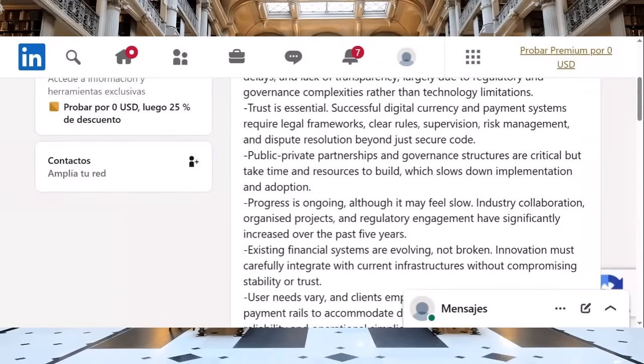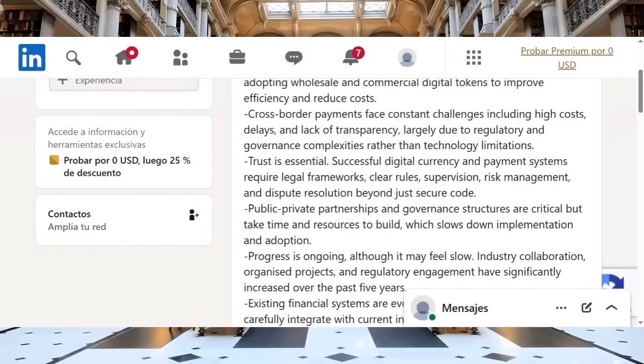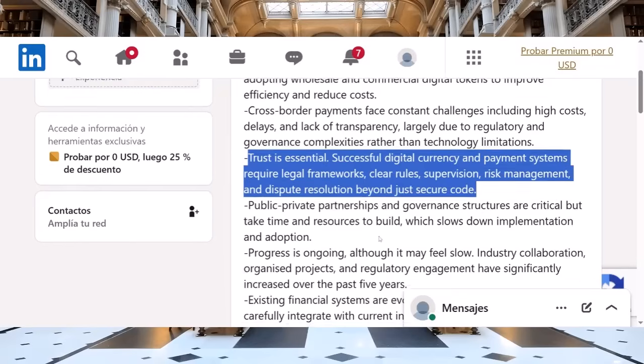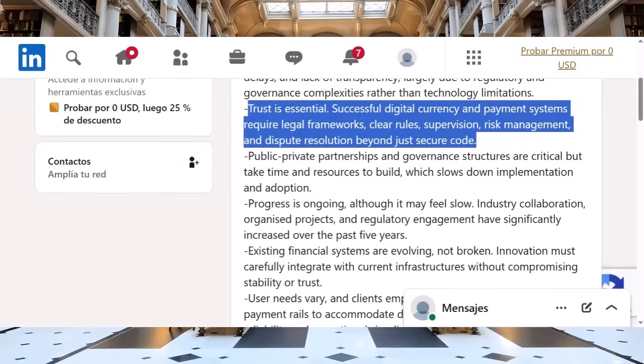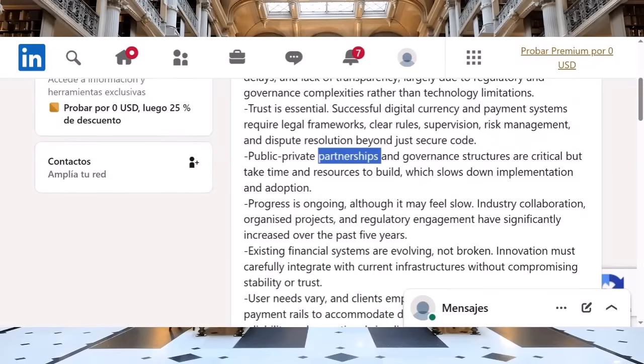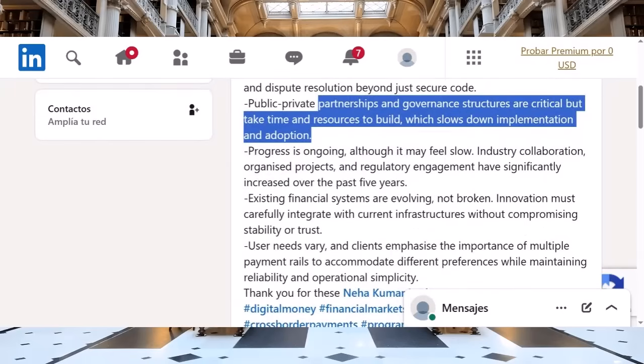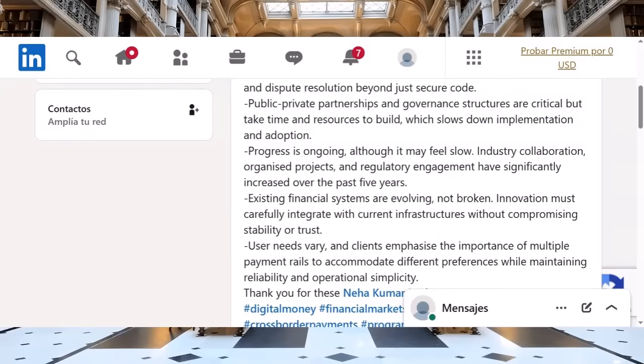Okay, and this last one, here's why this is important. Trust is essential. Successful digital currency and payment systems require legal frameworks, clear rules, supervision, risk management, dispute resolution beyond just secure code, public and private partnerships. Again, that key thing about partnerships and governance structures are critical but take time and resources to build, which slows down implementation and adoption. Some of you guys feel as though that's one of the main complaints you have about Quant. But Rome, just like Quant, wasn't built in a day. Progress is ongoing, although it may feel slow.